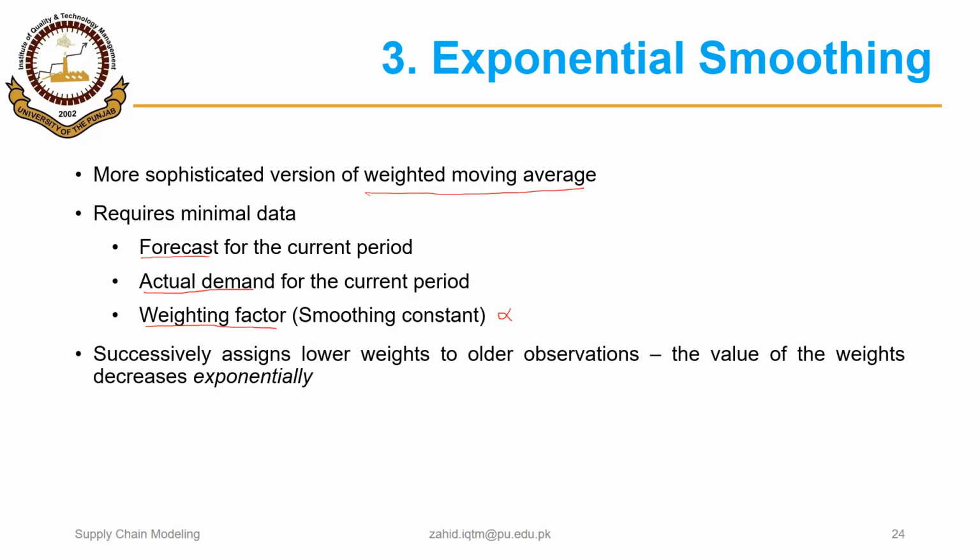This method successively assigns lower weights to the older observations. So that is common with weighted moving average. But the value of the weights decreases exponentially in exponential smoothing, whereas in weighted moving average the value of weights decreased linearly.